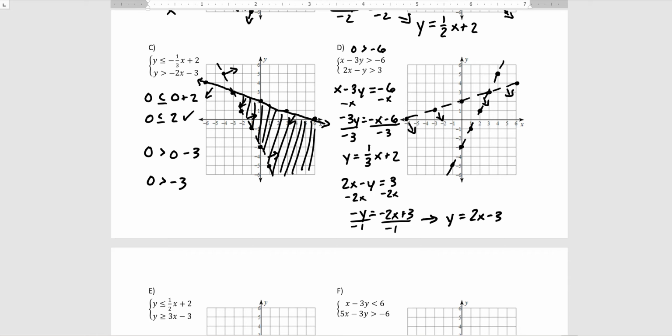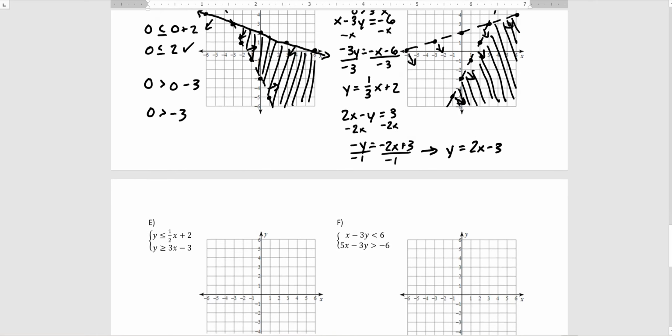Gorgeous. When I plug in 0, 0, I get 0 is greater than 3. That's not true. That's false. 0 is less than 3. So this one will shade away from 0, 0, like so. Let's fill in this shading here. These arrows both point to this section. There we go.